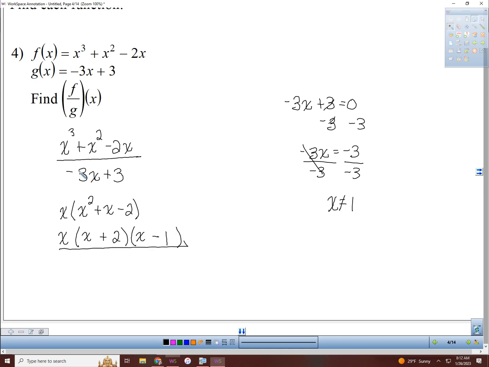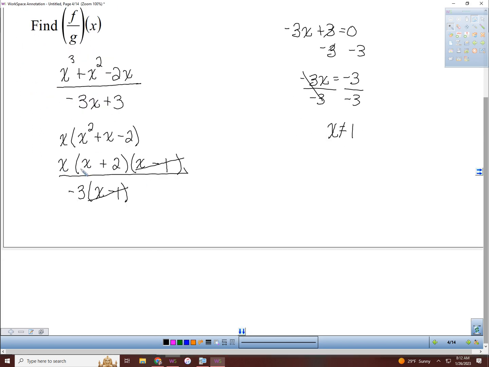On the bottom, I see that I have a 3 in common, but when that first term with that x is negative, I like to take the negative out with it. So I'm going to factor out a negative 3. So negative 3x divided by the negative 3 gives me x, and 3 divided by negative 3 gives me minus 1. And I see that I have a factor of x minus 1 on top and x minus 1 on the bottom, so I'm going to cancel that out. And that's all I have that's in common between the top and the bottom.